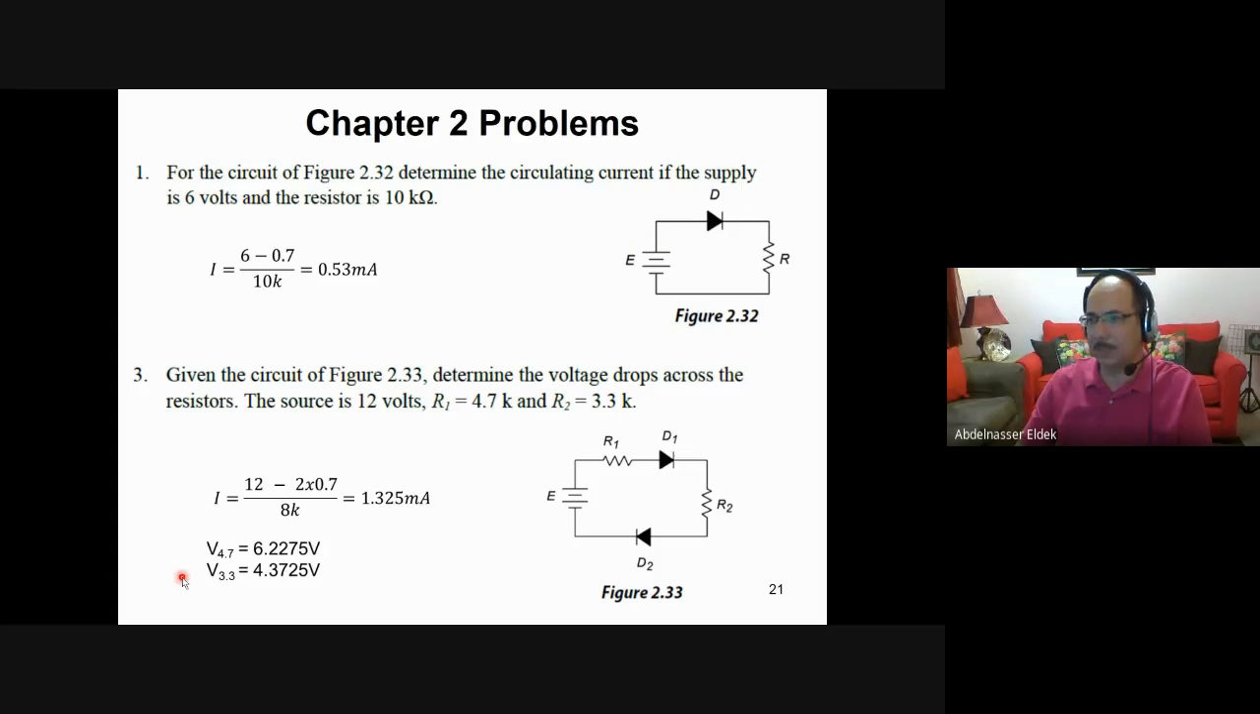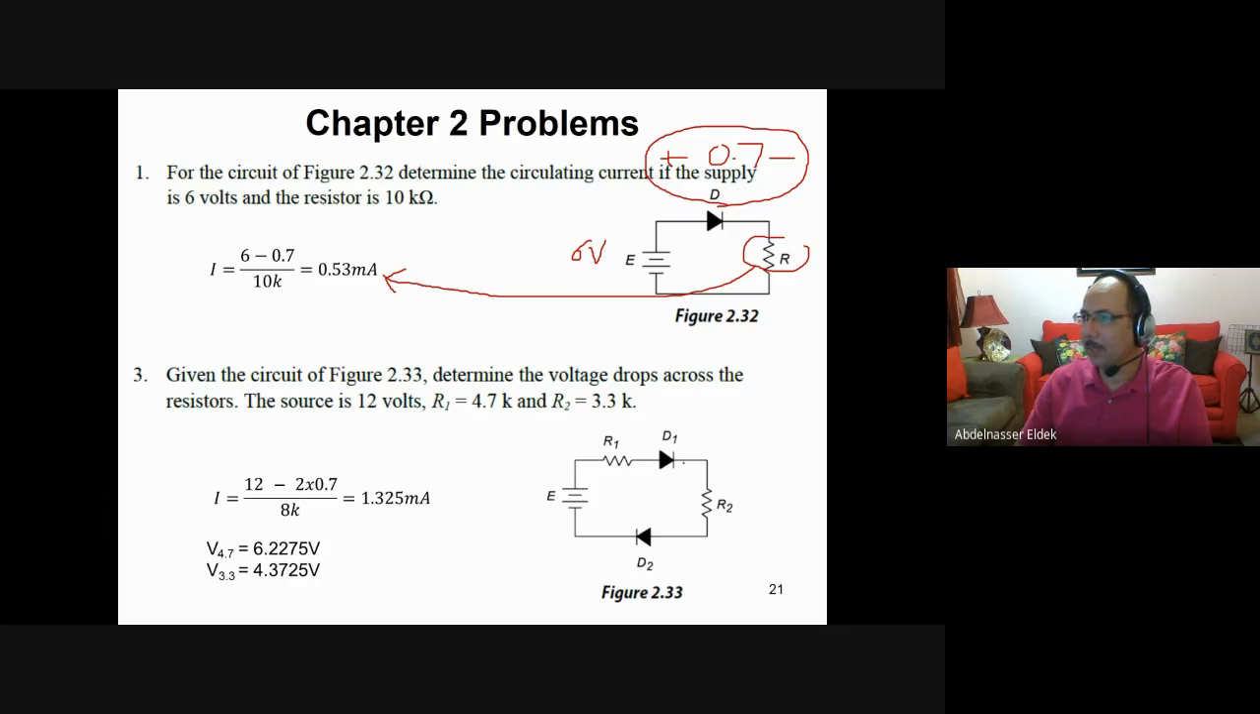Then this one is 6. So we have 6 volt here and 0.7 volt across this diode. Then the remaining here will be 5.3, or 6 minus 0.7. You divide it by R, and this will give you the current. R is 10K. That's it. Very simple.